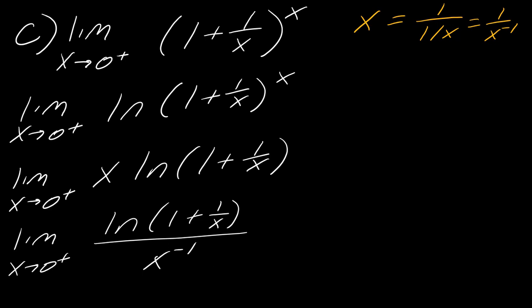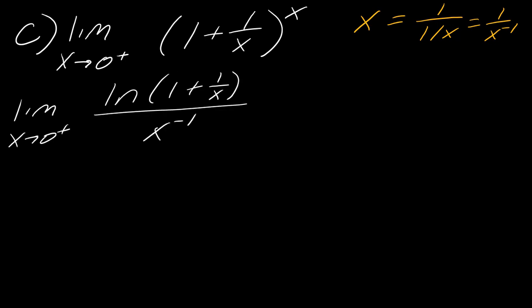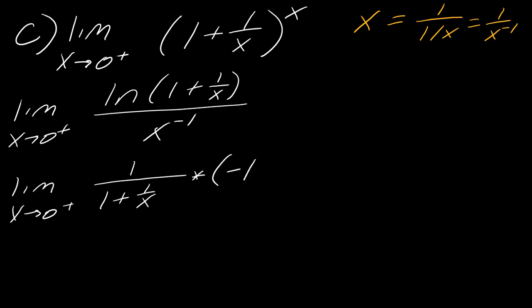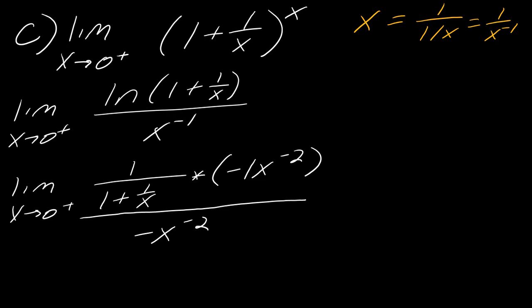Let's see, actually I'm going to make some space for myself. Okay, so the limit as x approaches 0 on the right is now going to be 1 over 1 plus 1 over x, and then all of that times negative 1 times x to the negative second. That would be the derivative of the inside. You have to use the chain rule on top. And then on the bottom, this will be negative x to the negative second.